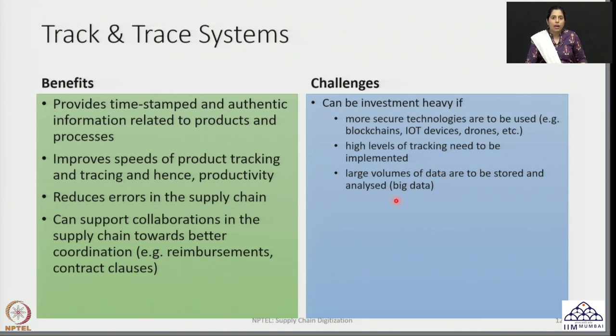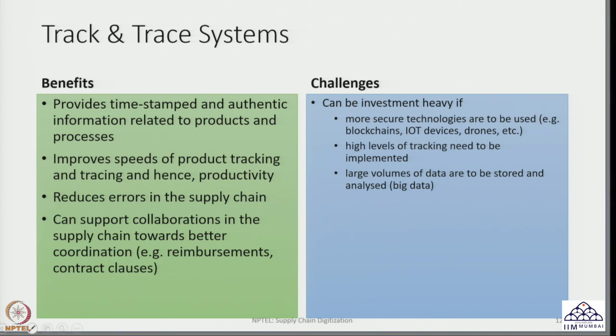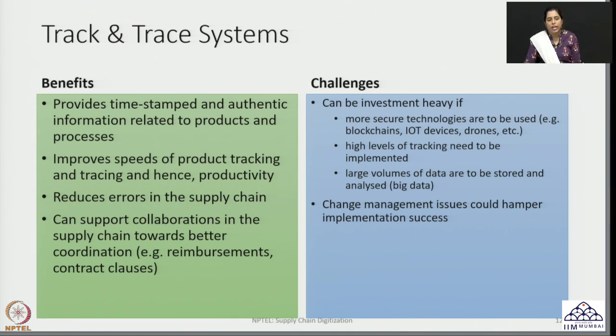Once you get the data from the scanning, it needs to be analyzed, it needs to be stored. So you need investment in technology for maintaining the data itself. So this can become very investment heavy, and hence a proper understanding of how you are going to use track and trace technologies from a very holistic perspective is required when we take a commercial call on it. And change management issues could actually hamper implementation success. If personnel are not being trained properly and the processes and systems are not designed properly, the very benefits associated with it could be lost.